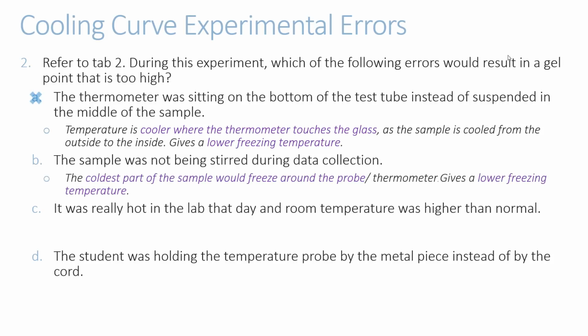The next choice: the sample not being stirred during data collection. The coldest part of the sample is the part that's freezing, so that would freeze around the probe or thermometer, and this would again give us a lower freezing temperature. So that answer can't be correct either.